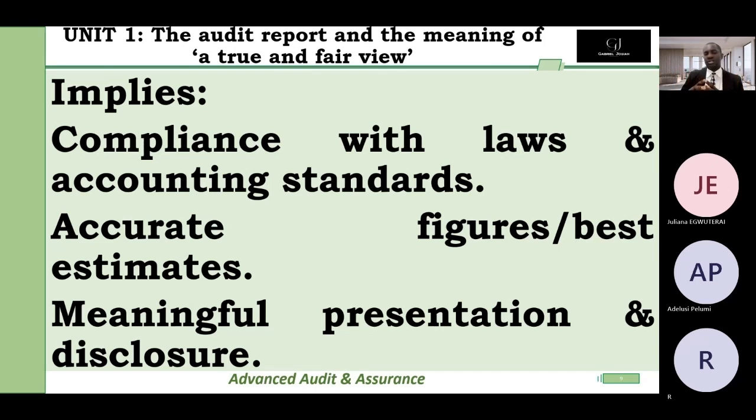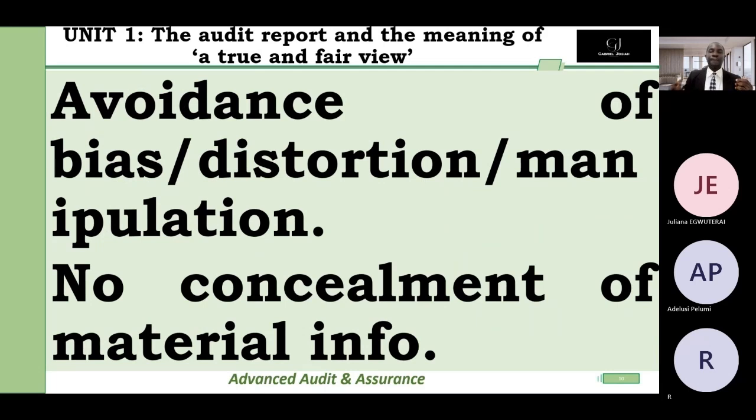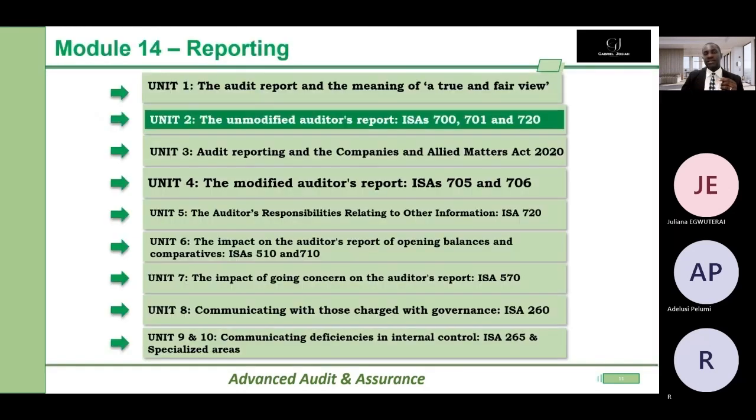Also, to some degree, accuracy of figures and estimates is part of what it implies. Do these figures and estimates provide a substantial true and fair view of the financial statements? And also you look at meaningful presentation and disclosure in the financial statements. This is very important. Also, avoidance of bias by the auditors, distortion or manipulation should be an implication of the true and fair view. And there shouldn't be any concealment of material information that will affect decision making of the shareholders or stakeholders of the company. This is key.